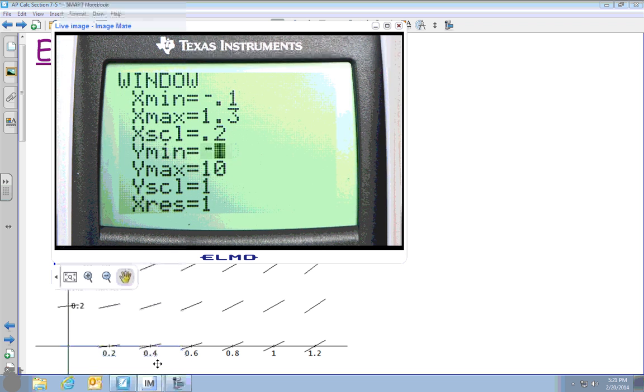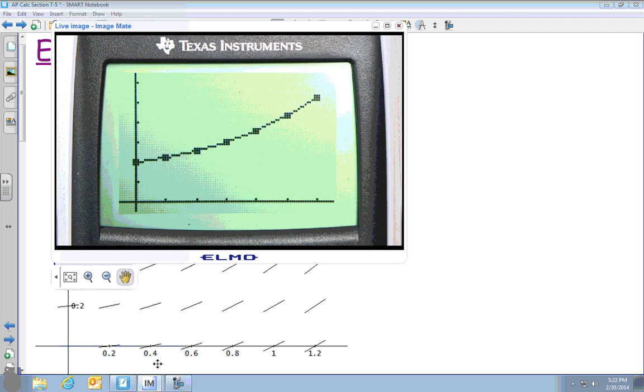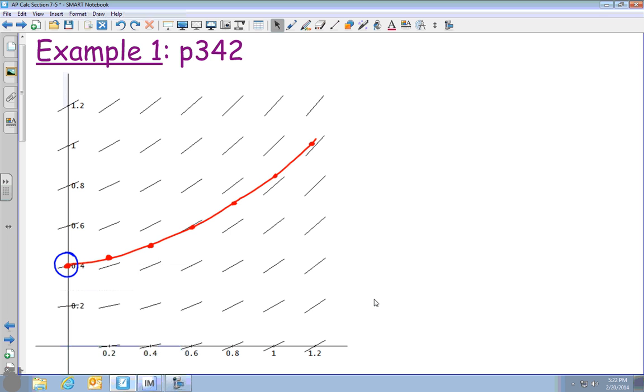And we'll do the same thing for our y values. Oops, that should be 1.3. And now if I graph this, it will show me that particular solution there. And notice that's the same particular solution that we got right here.